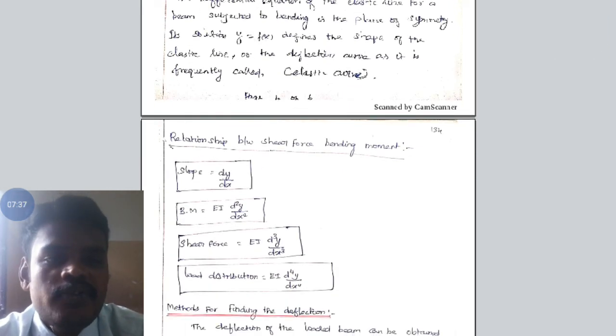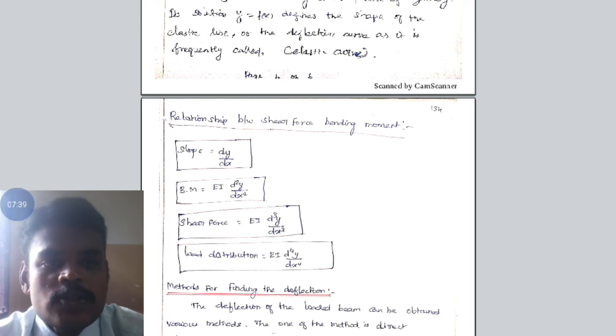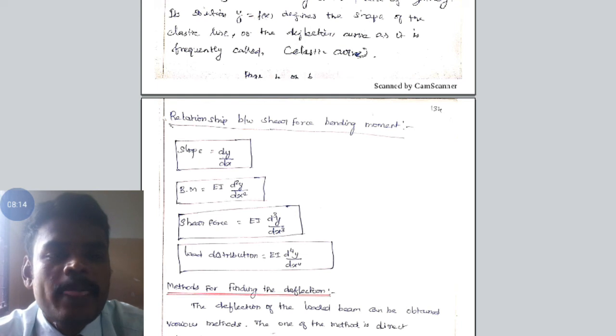Then what is the relationship between the shear force and bending moment? Slope is equal to dy by dx, where y is the deflection of the beam. If we want to find the slope, we differentiate the deflection with respect to dx. Similarly, for calculating the bending moment, we can double differentiate the deflection equation, that is, bending moment is equal to EI into d square y by dx square. For finding the shear force value, it is given by EI into d cube y divided by dx cube. The third order derivative gives the shear force value.